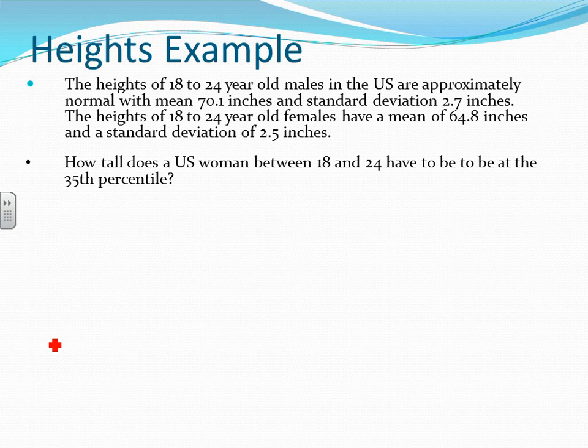That's your z-score. Take that and turn it into an observation by multiplying it by the standard deviation and adding your mean. Standard deviation is 2.5. That's the standard deviation for women. So go back, go up, up, up, up, enter. Multiply that by 2.5, add the female mean, and I should get 63.83.